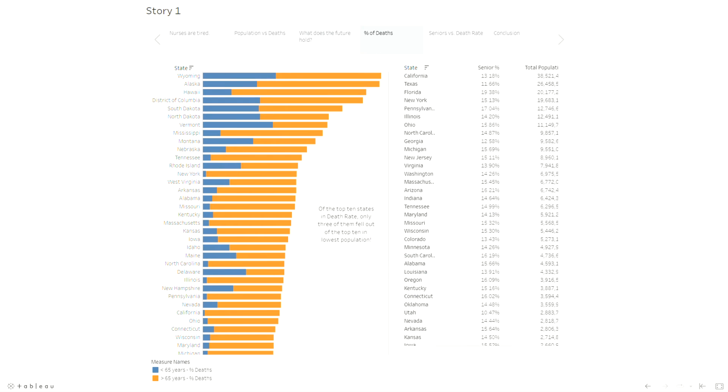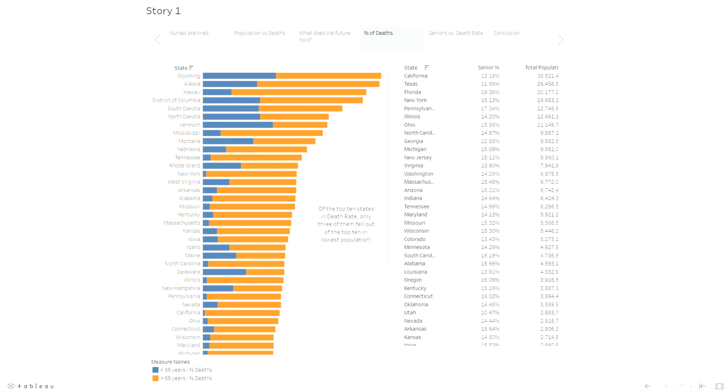Next, we have a horizontal bar graph that shows the percentage of deaths from each state broken up into two categories, under the age of 65 and over the age of 65. The blue bar represents deaths of people under the age of 65, while the orange bar represents deaths over the age of 65. As can be seen, of the top 10 states in death rate, only 3 of them fall within the top 10 of percentage of seniors.